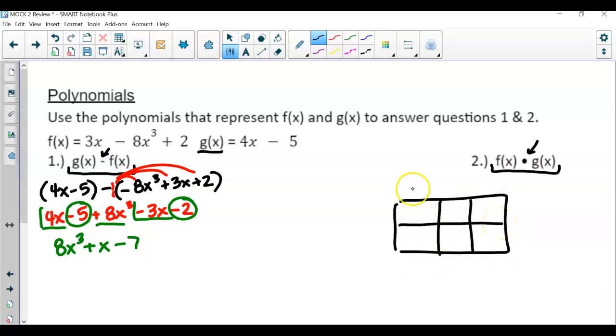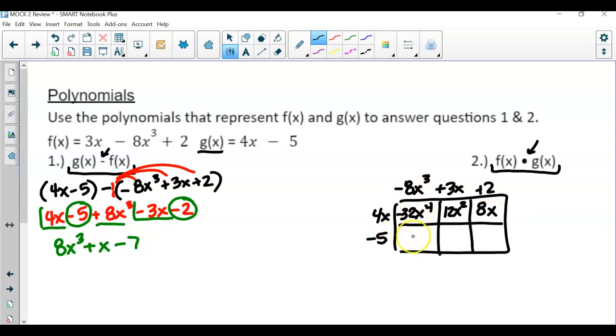Again, I'm going to write it in standard form. So the polynomial, negative 8x cubed plus 3x plus 2. Then here I've got 4x minus 5. Then we can go ahead and start filling in. So I've got negative 32x to the fourth, because that's 3 x's here times another x. So that's why we have x to the fourth. Now I've got 12x squared from x times x. And then here, 4x times 2 is 8x.